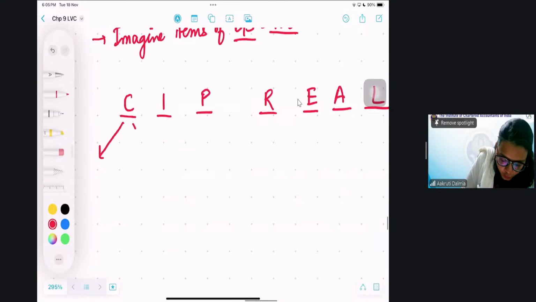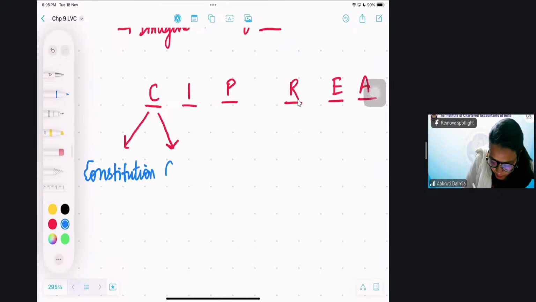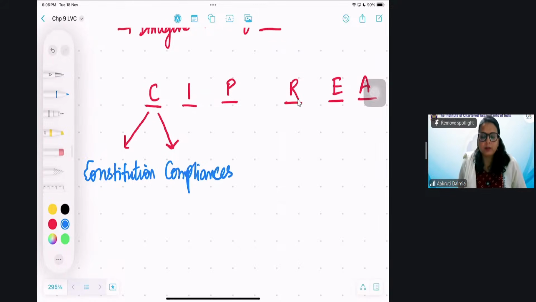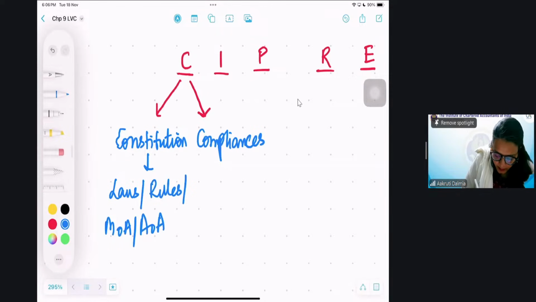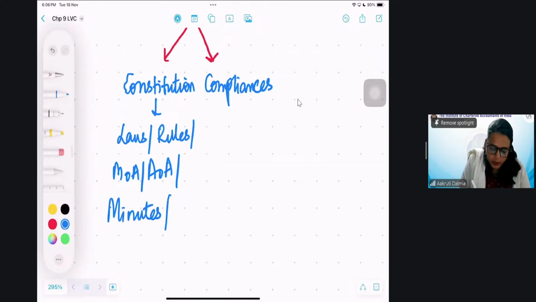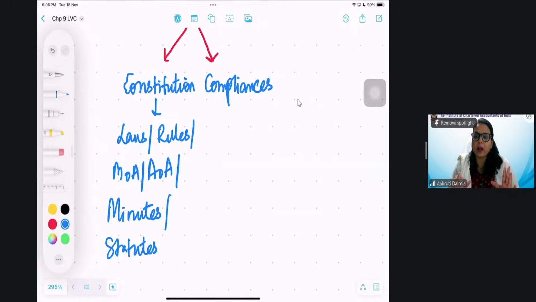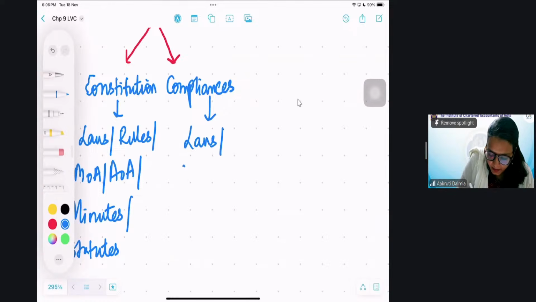SIP means to audit any institution, first remember two main things. You always have to check the constitution and you have to check compliances. C means checking the constitution, checking the compliances. What does constitution mean? It means examining whatever laws govern them, whatever rules govern them, their MOA, AOA if applicable, checking their minutes. Overall, this knowledge of everything is the first thing that will be required in many audits. So the first thing is constitution. And compliance means verification of all the laws and regulations.